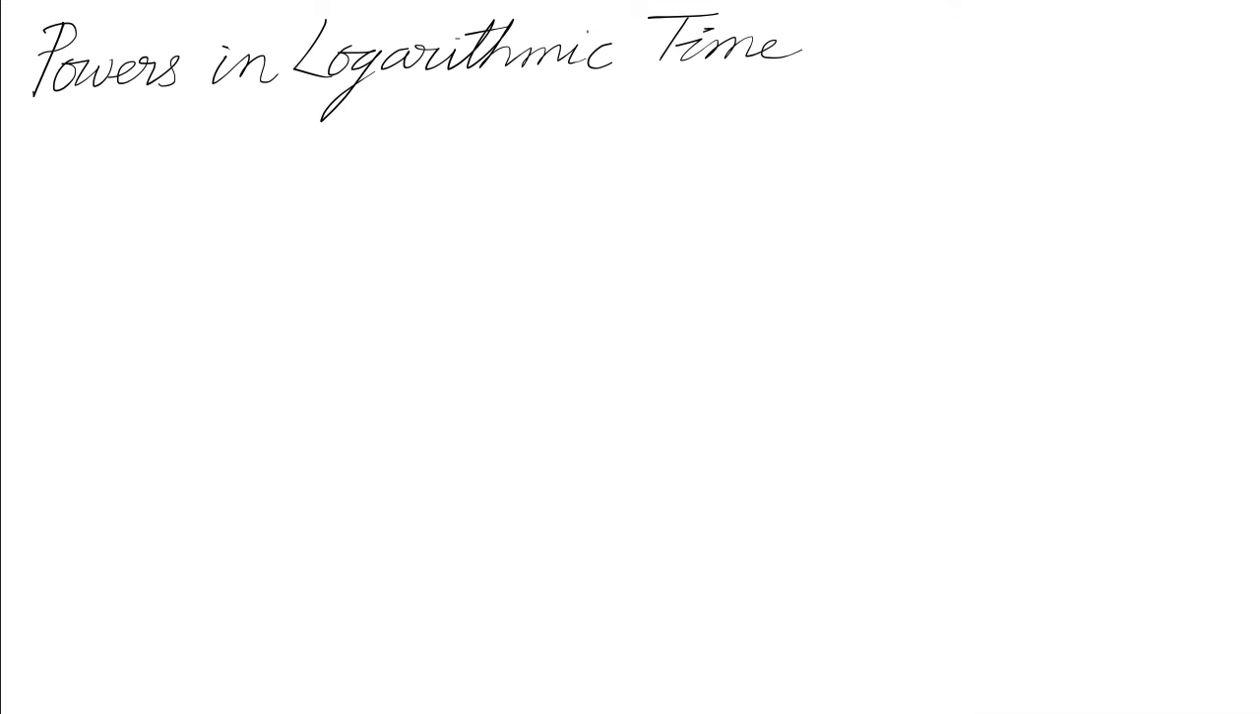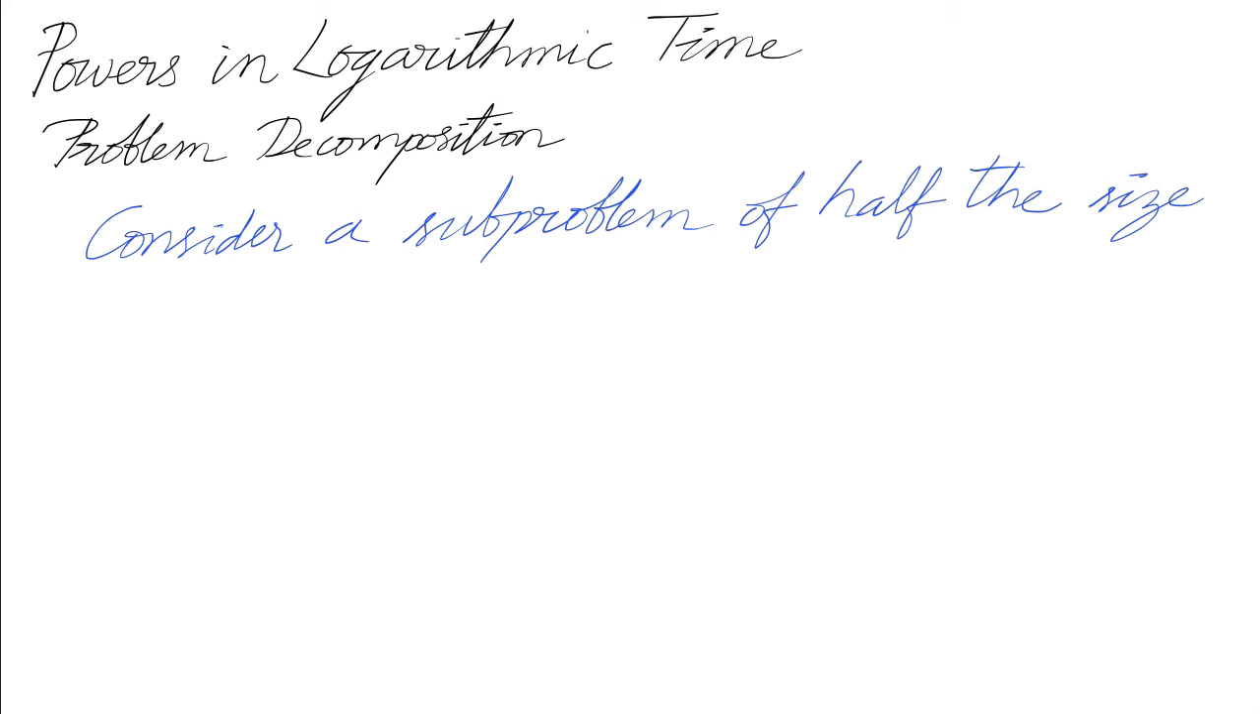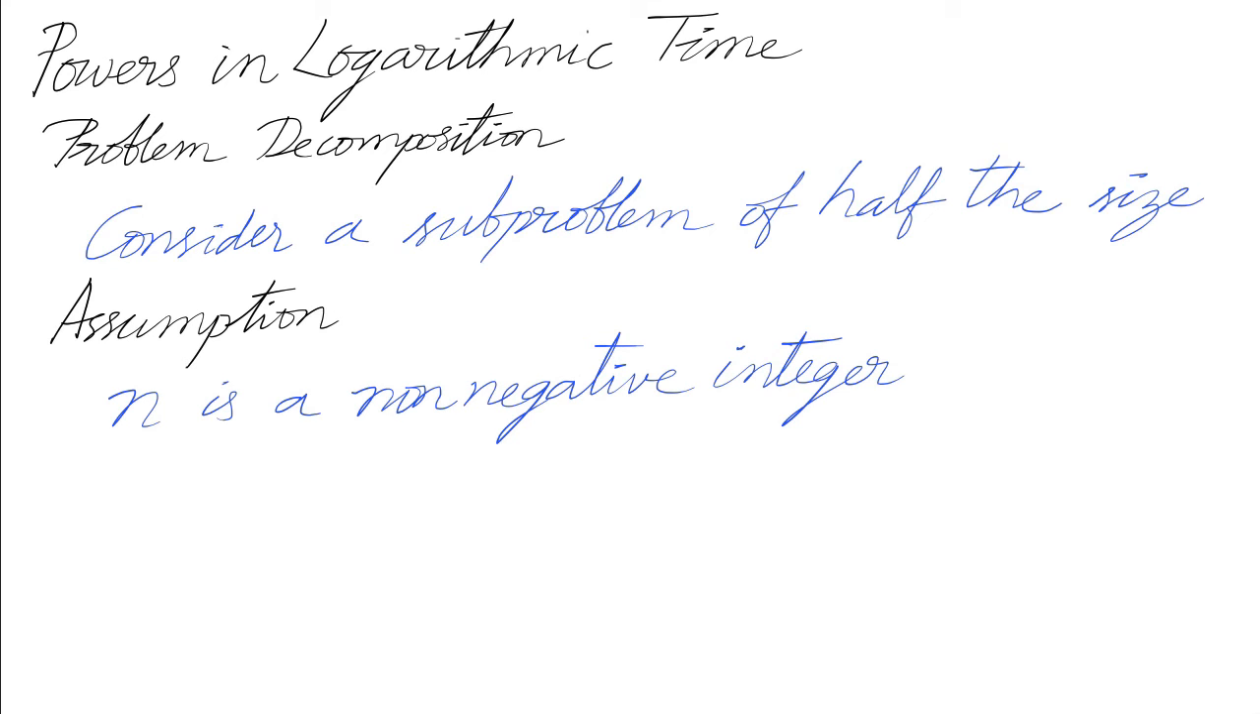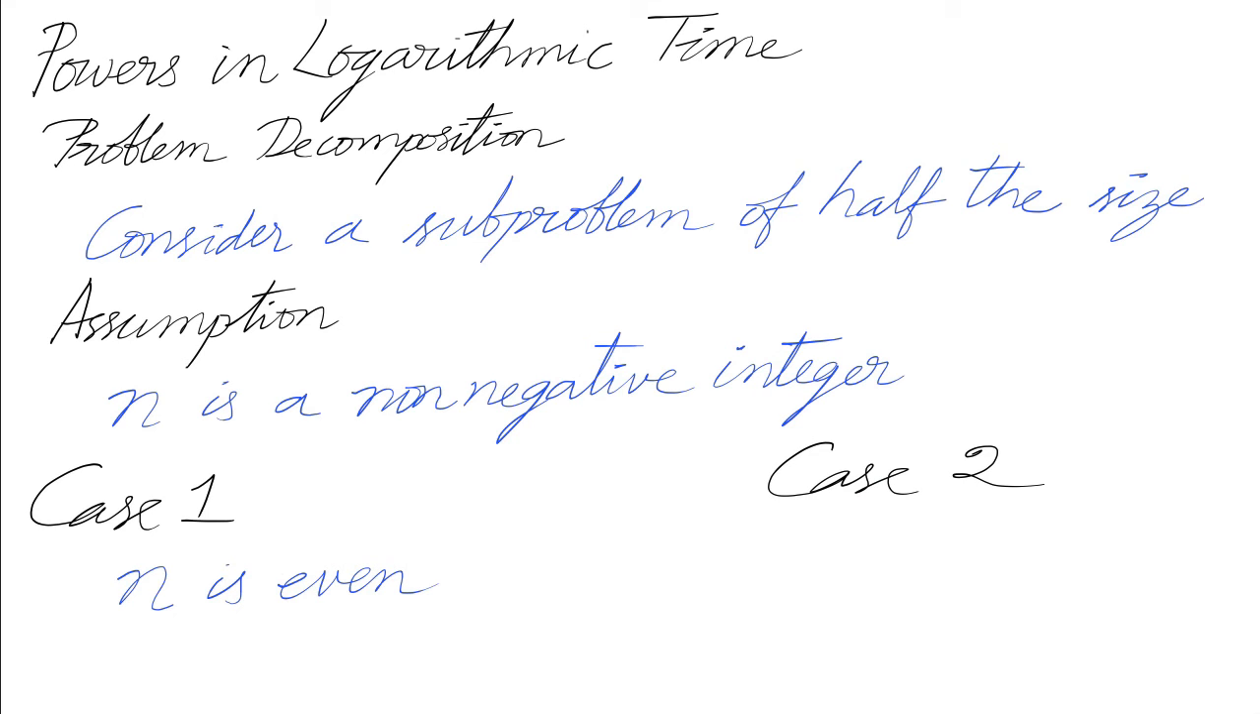We will solve powers in logarithmic time. In the problem decomposition stage, we will consider a subproblem of half the size. The assumption is that n is a non-negative integer. We have two cases. Case 1 when n is even and case 2 when n is odd.